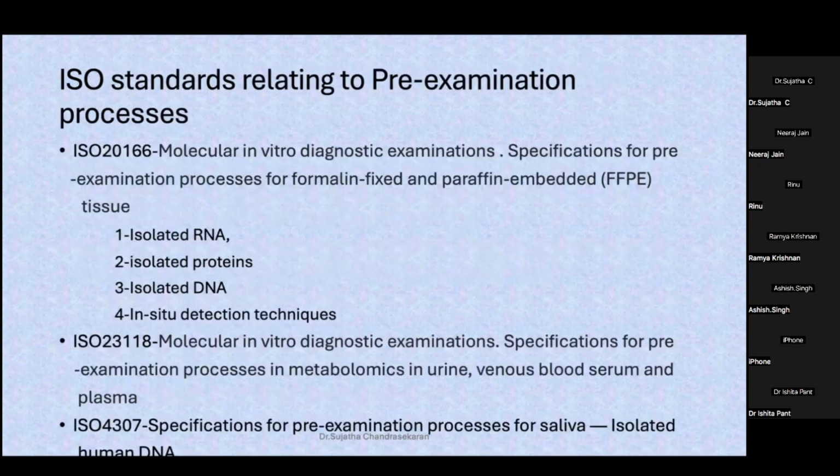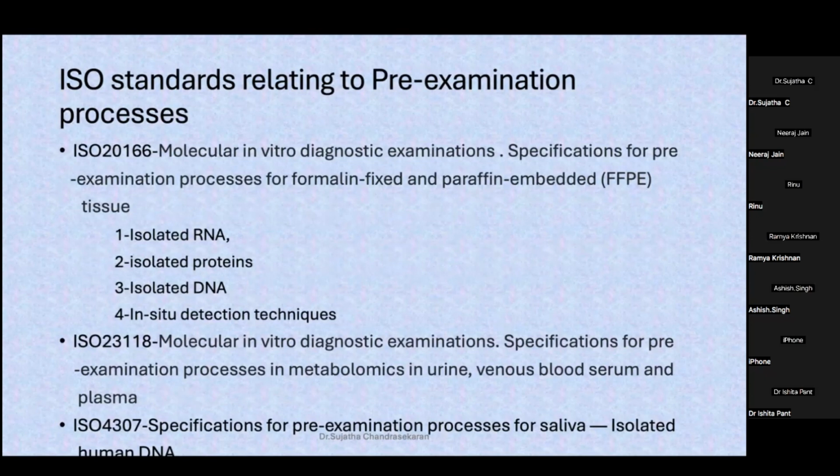Then the next standard is ISO 20166. This is a molecular in vitro test again, using formalin-fixed and paraffin-embedded (FFPE) samples. Again, it has 4 volumes. One is using isolated RNA as a sample for testing, 2 for isolated proteins, 3 is isolated DNA, 4 is in situ on the paraffin blocks.